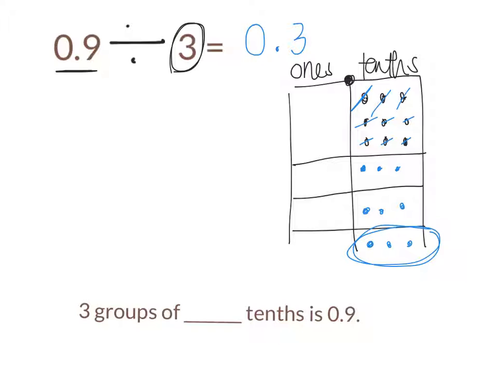So therefore, if I want to fill in the blank on this question, it says 3 groups of how many tenths is 9 tenths? How many tenths do I have in each group? 3. Do you guys see how I have 1 group of 3 tenths, 2 groups of 3 tenths, and 3 groups of 3 tenths? So altogether, that's 9 tenths. So 3 groups of 3 tenths is 9 tenths.